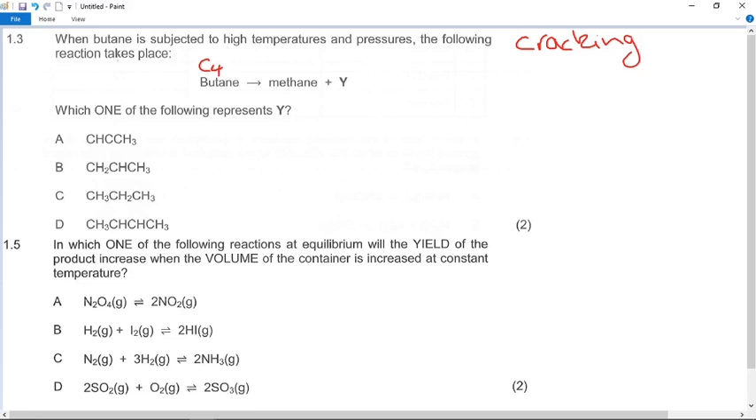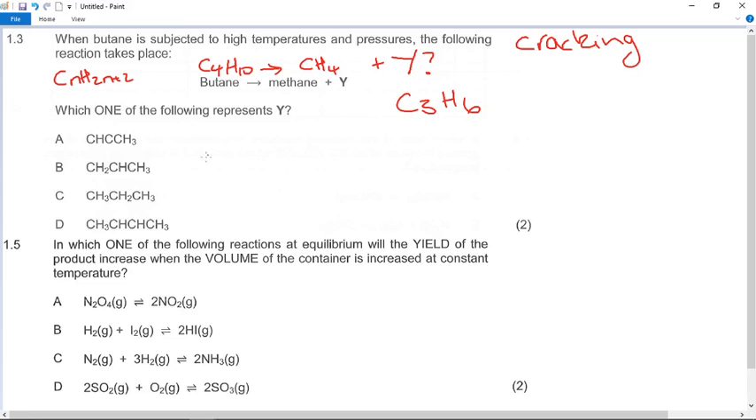It's an alkane, so remember that general formula, CnH2n+2. So 2 times 4 is 8, plus 2 is 10, gives you C4H10. It goes to methane, which is CH4, plus Y. How do we know what Y is? To figure out what Y is, I've got 4 carbons on the left-hand side and 1 on the right. I need another 3 carbons on the right-hand side. I've got 10 hydrogens on the left-hand side. I've only got 4 on the right, so I must need 6 more.